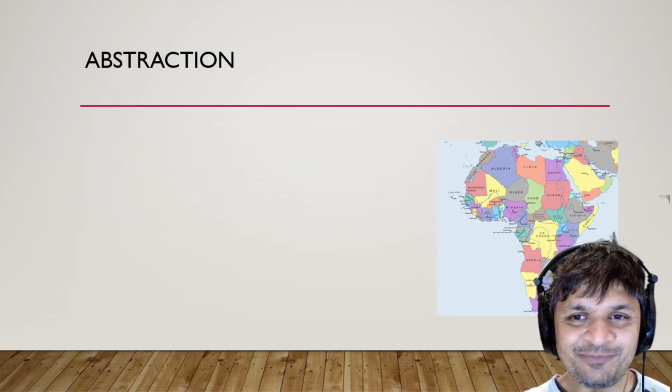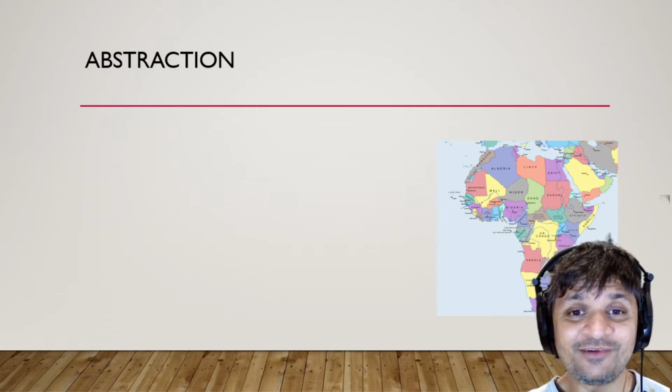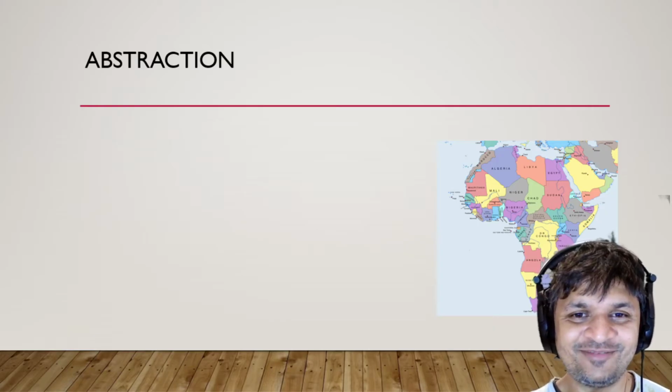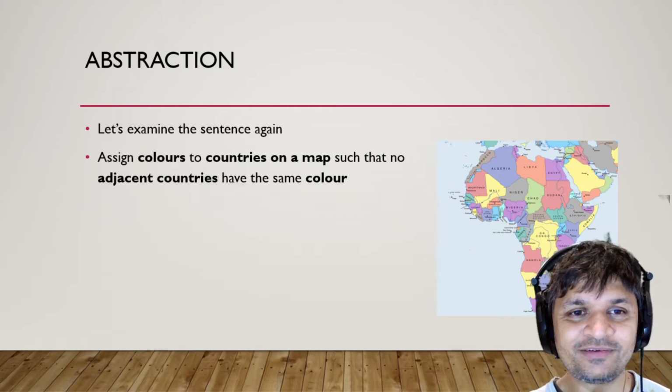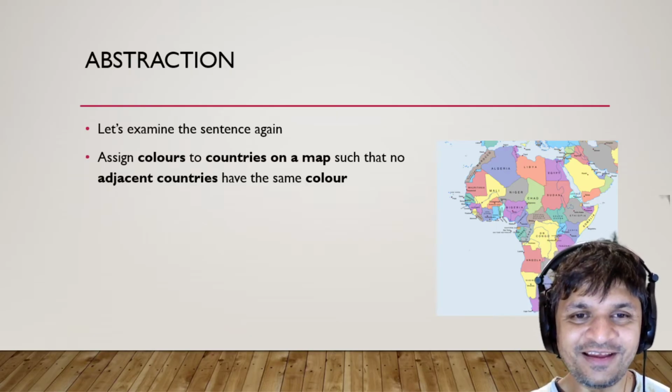Okay, but you're not a map maker, right? I mean, you may be. I'm not a map maker. And so this problem becomes super uninteresting, right? I don't care about map coloring. It's interesting, but I just don't care. So if we look at this problem, assign colors to countries on a map such that no adjacent countries have the same color, it's kind of uninteresting.